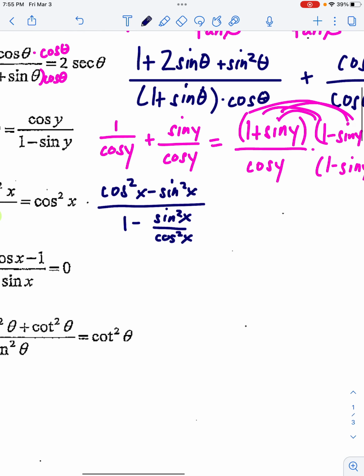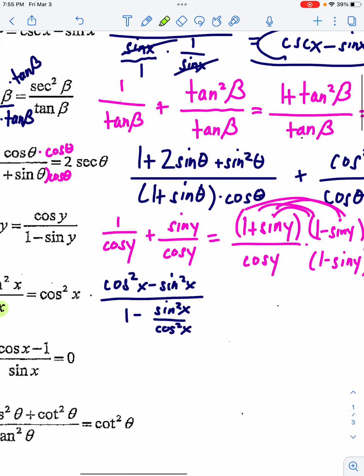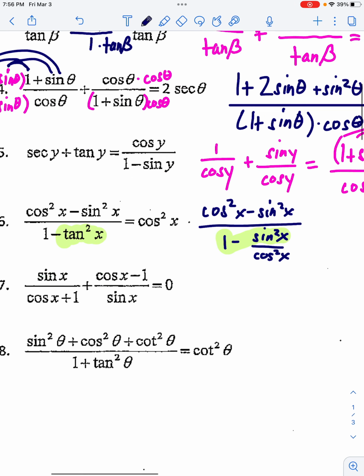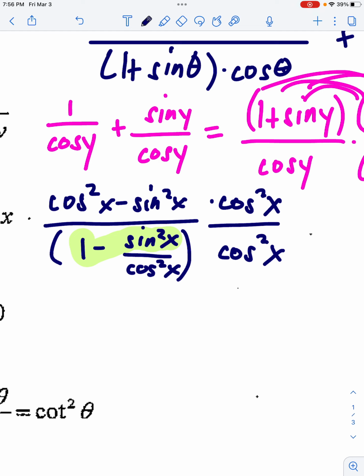Now, if you look at this, look what we almost have. We almost have a 1 minus sine squared. There's just a pesky little cosine squared x hanging out in the bottom of this guy here, okay? So I'm going to multiply to get rid of that cosine squared. I'm going to multiply the top and bottom of this fraction by cosine squared over cosine squared, okay? Oh, whoops. I have to put the parentheses here.